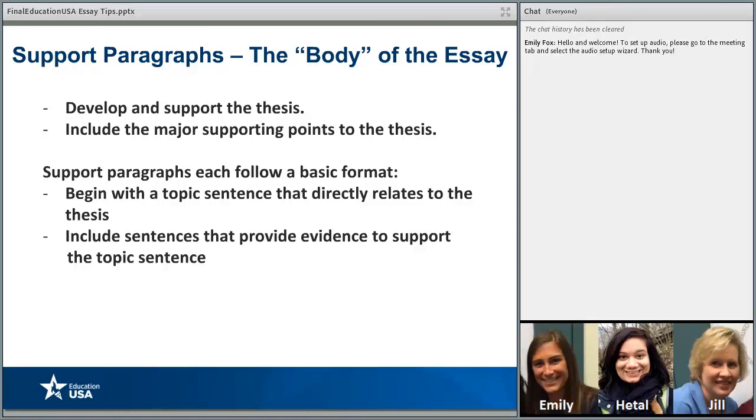And then the other sentences in that paragraph provide evidence to support the topic sentence. And what that means is that's where you put your factual information, your statistics, your quotes, whatever you need to develop your topic sentence. And it could just be logic, right? Where you present the reasoning for what you're saying. So the supporting paragraphs is where we put all of our information that really builds our argument, builds our thesis statement.